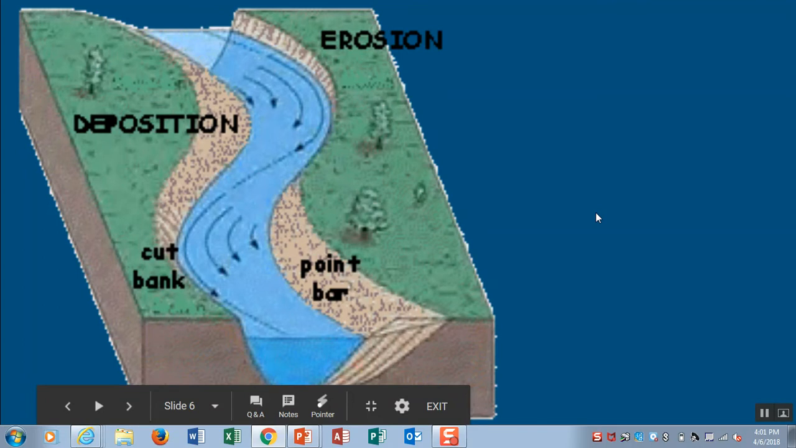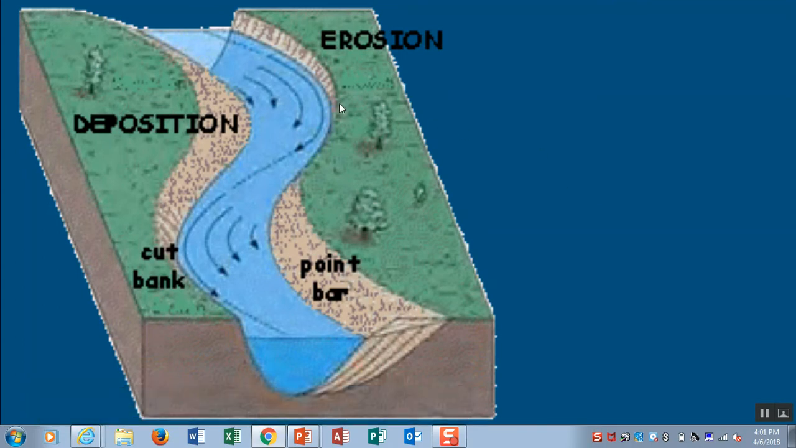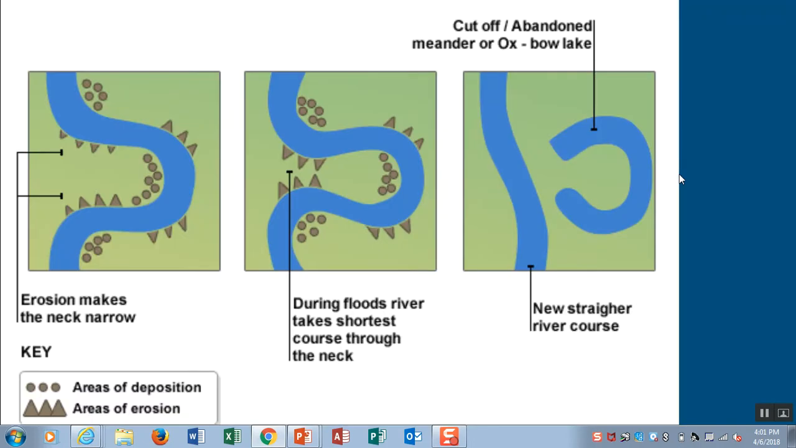Here's another example of that, and you can see here on the outside of the curve the river is flowing faster, so it's eroding and you have this wall right here, but on the inside of the curve it's depositing sediments. Now what this causes over time is what's called an oxbow lake. So if you start over here, you see you have erosion on the outside of the curve, and then erosion on the outside of this curve here, and then erosion on the outside of this curve here.